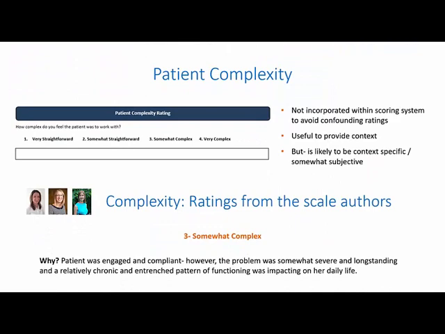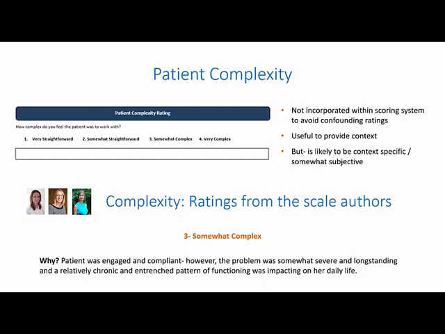And the final numerical rating is a rating of patient complexity. Now, we haven't incorporated patient complexity within the scoring system of individual items, and this is because we didn't want to confound the ratings, so we didn't want people to get a lower competence score just because the client that they were seeing was somewhat more straightforward.